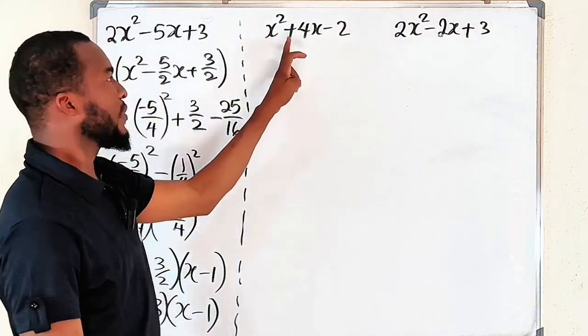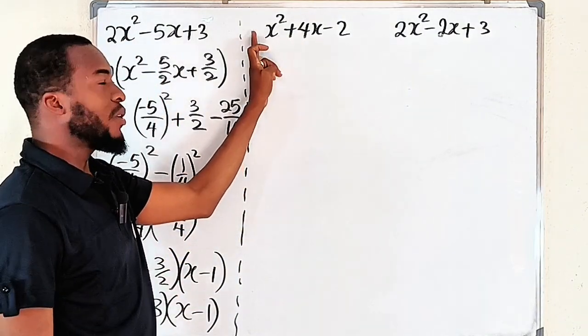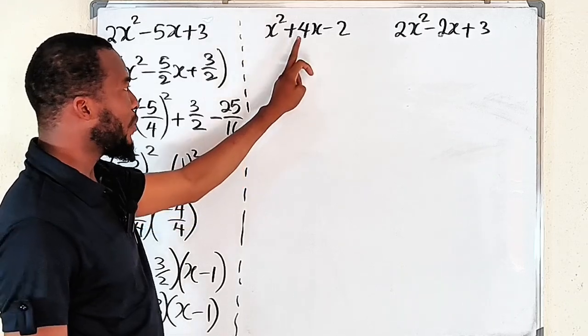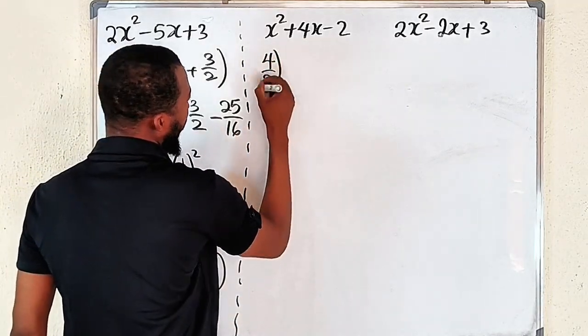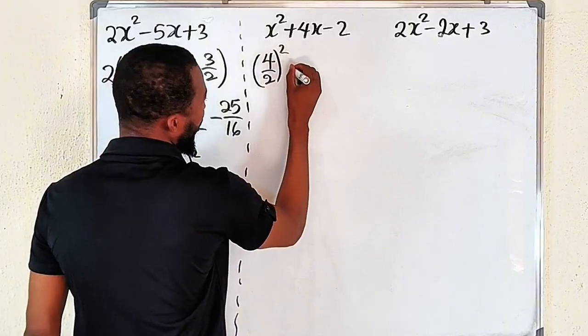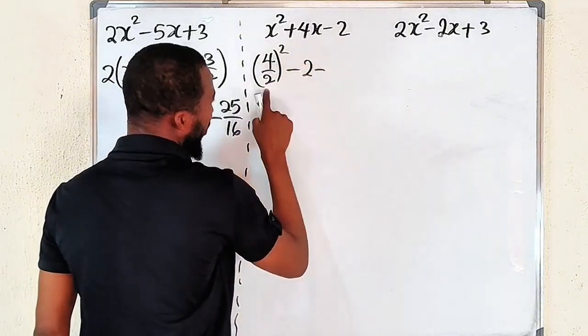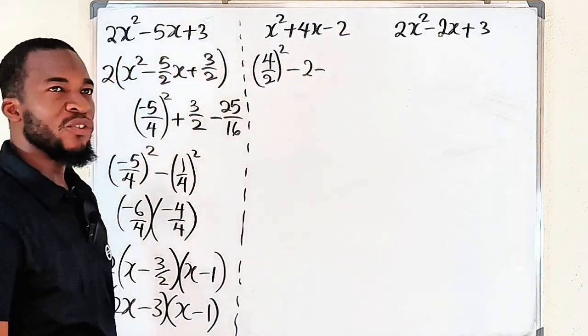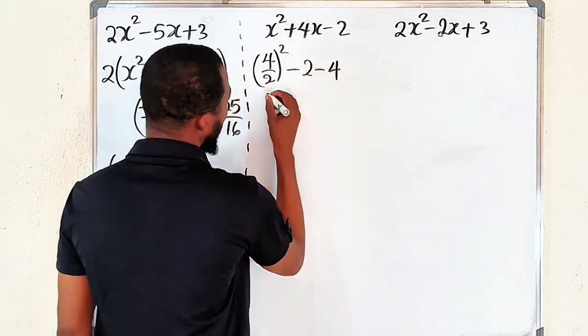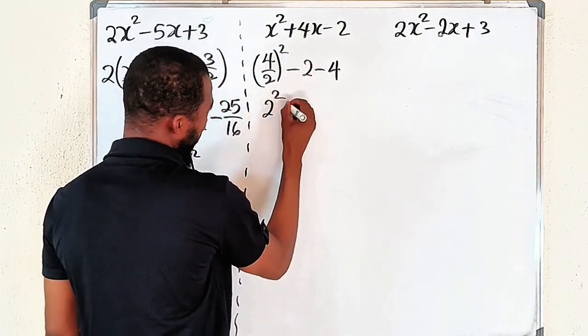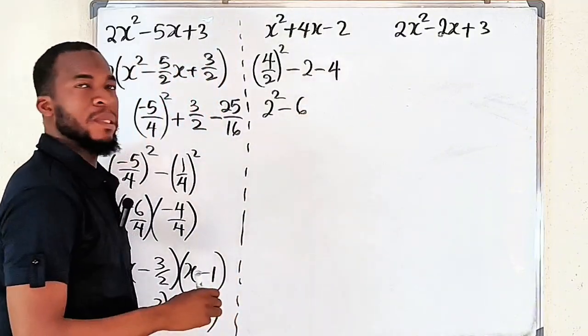All right, the leading coefficient is already 1, so we have no problem with that. Take this number 4, divided by 2 and square that. Bring down the constant term, then subtract the result here. 4 divided by 2 is 2. 2 squared is 4, right? Then this remains 2 squared minus 6.